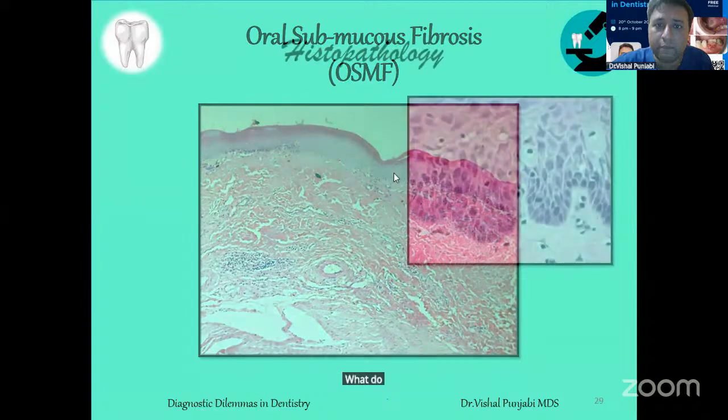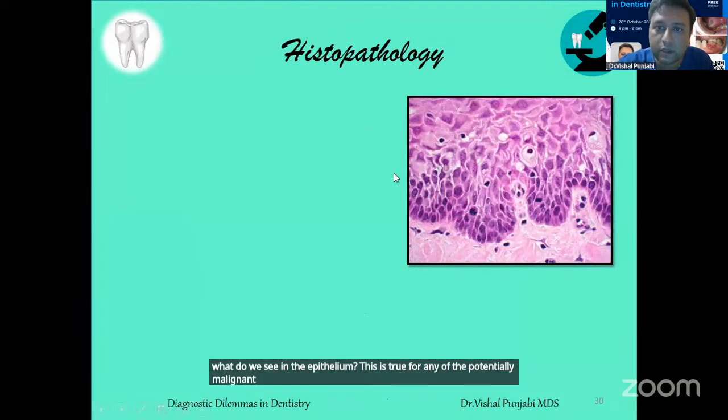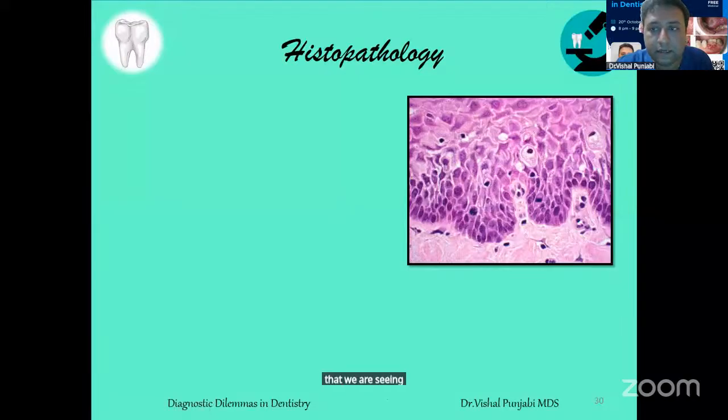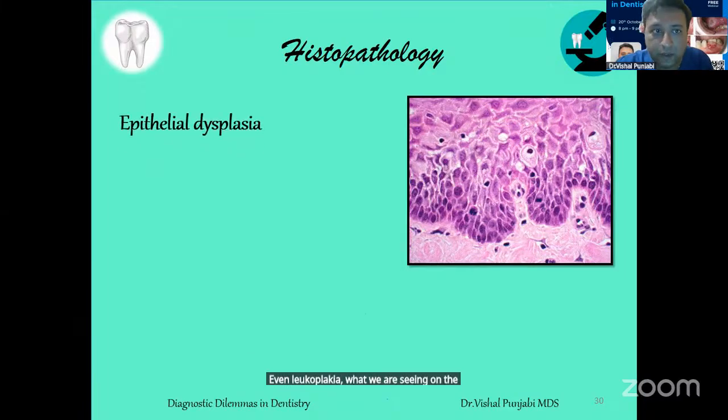What do we see in the epithelium? This is true for any of the potentially malignant disorders that we are seeing, potentially malignant diseases, which is the newer term, or in olden times we used to call it pre-malignant condition or a pre-malignant lesion, even leukoplakia. What we are seeing on the biopsy is basically dysplastic features. Now, dysplasia means bad. Dys means bad. Basically, it's a bad cell.